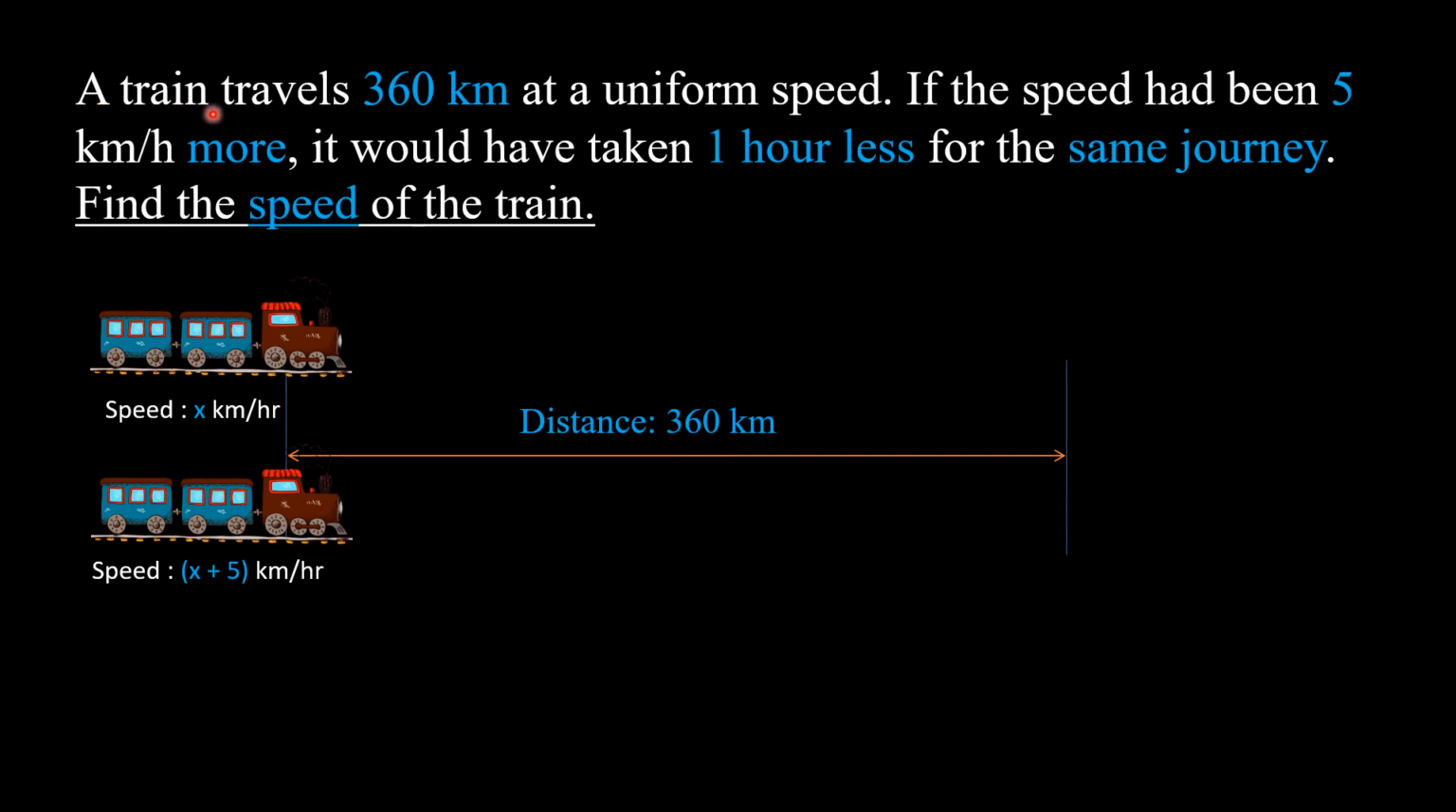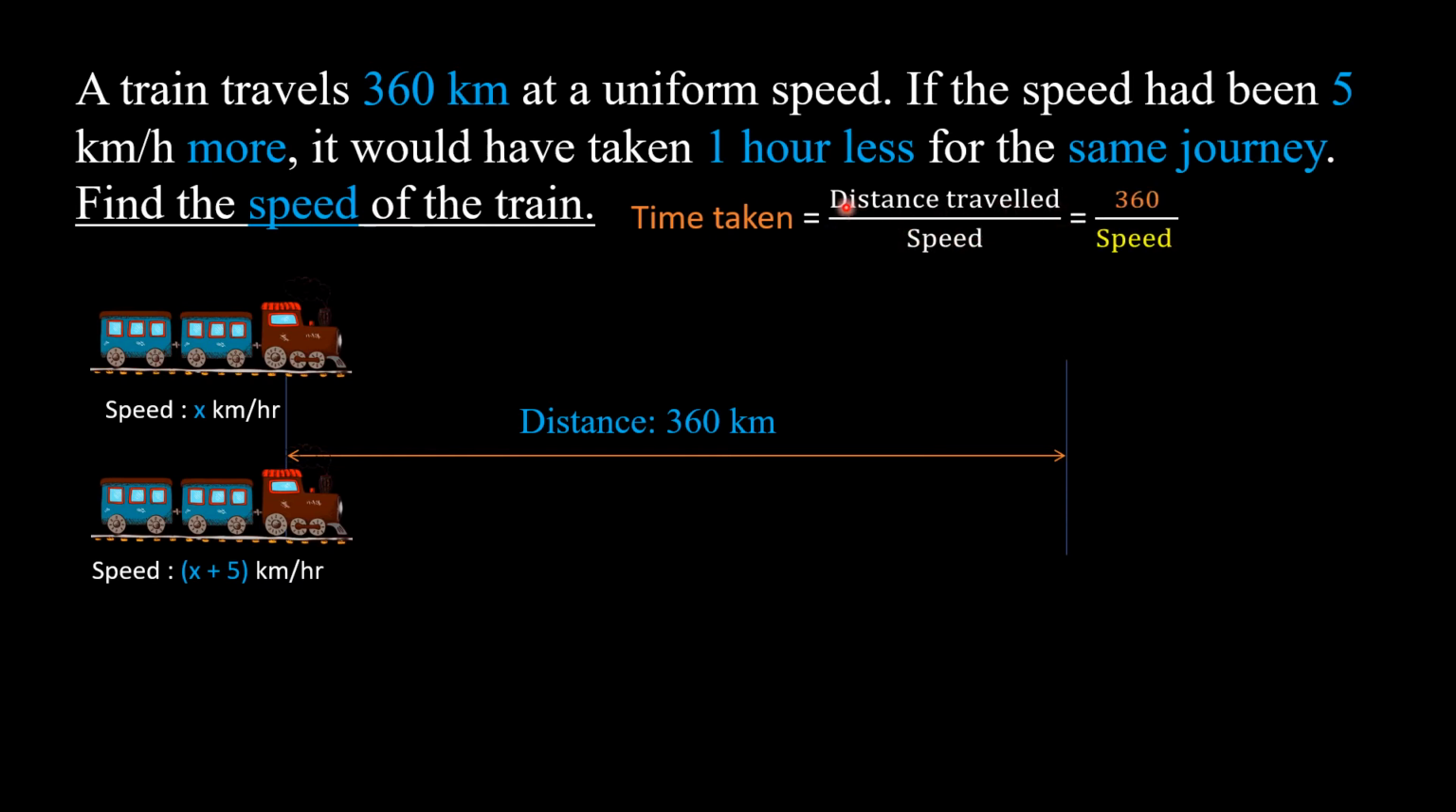A train travels 360 kilometers at uniform speed. If the speed had been 5 kilometers more, it would have taken 1 hour less for the same journey. Find the speed of the train. Here, distance and the speed of the train have been expressed in terms of time. Therefore, we have to use the formula time taken equals distance traveled divided by speed.